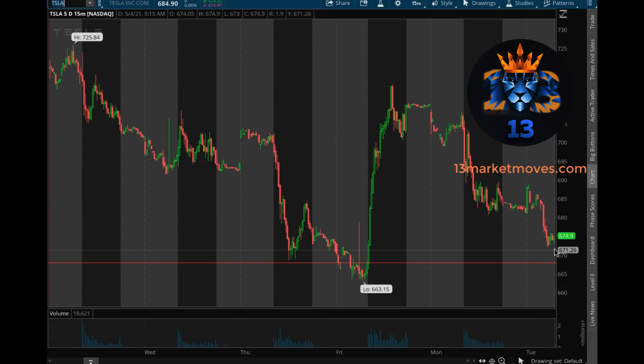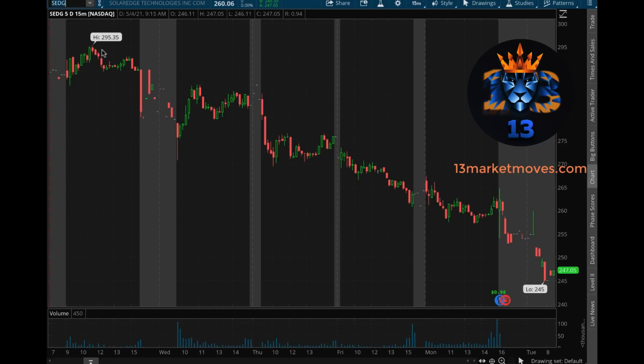But again, for the purpose of trading today, there's a ton of great trades. Yesterday, we gave you this trade right here on this SEDG. The stock doesn't drop a whole lot, and we're expecting probably a 20-point move lower.